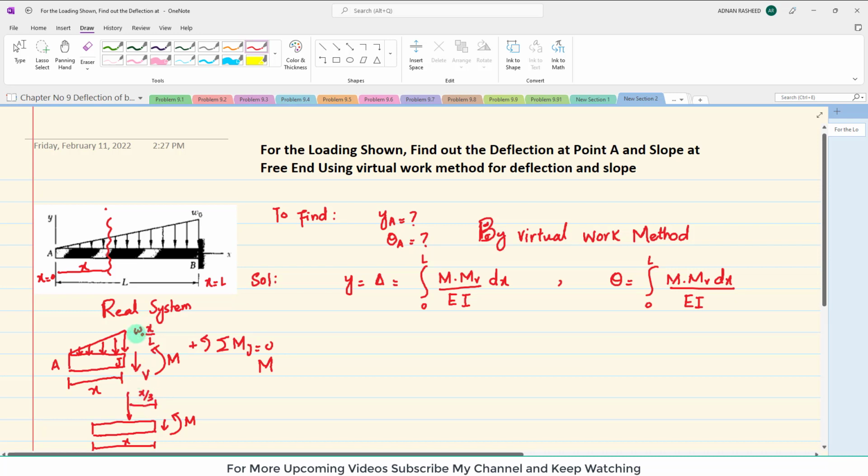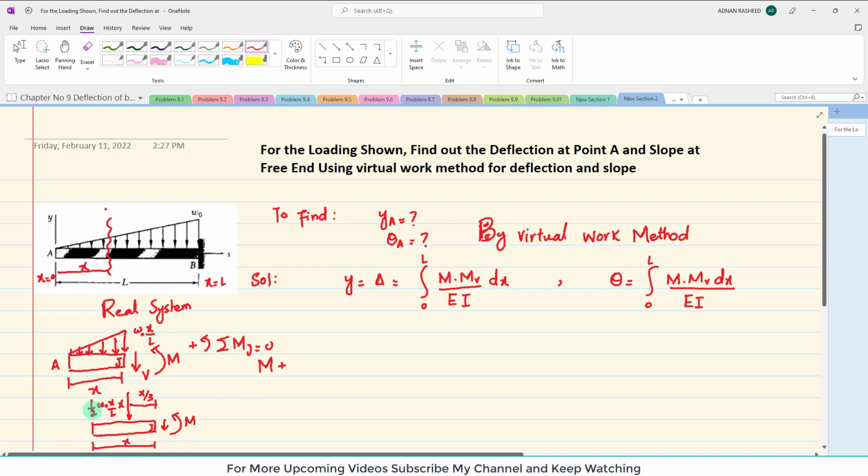And to convert this uniformly increasing load into a concentrated load, as this is a triangular area, this load will be equal to 1/2 W naught times x over L times this distance, which is x. So it will be x. Due to this concentrated load, there will be a moment about this point J. It will also be positive because it is counterclockwise.